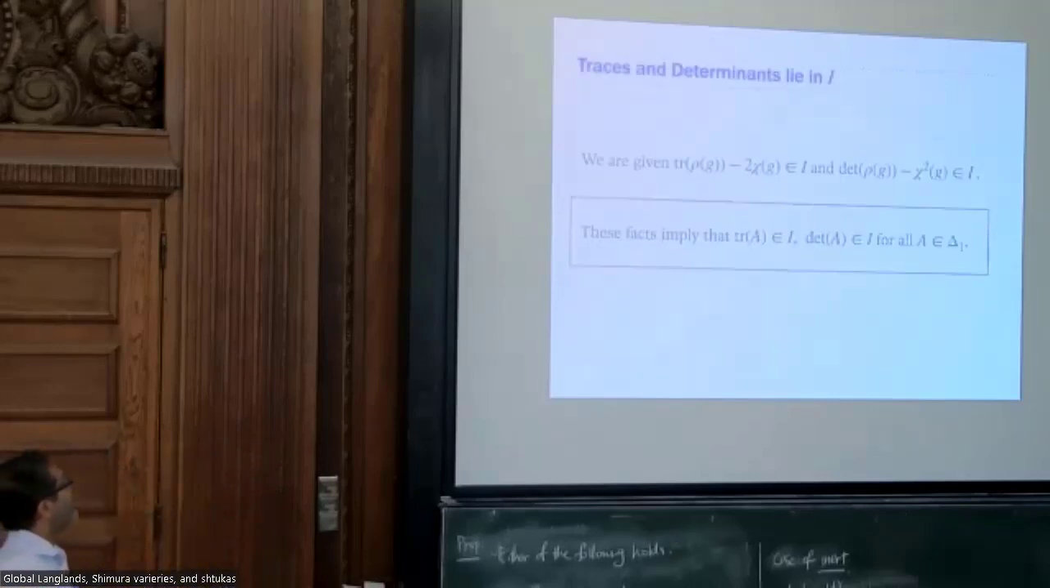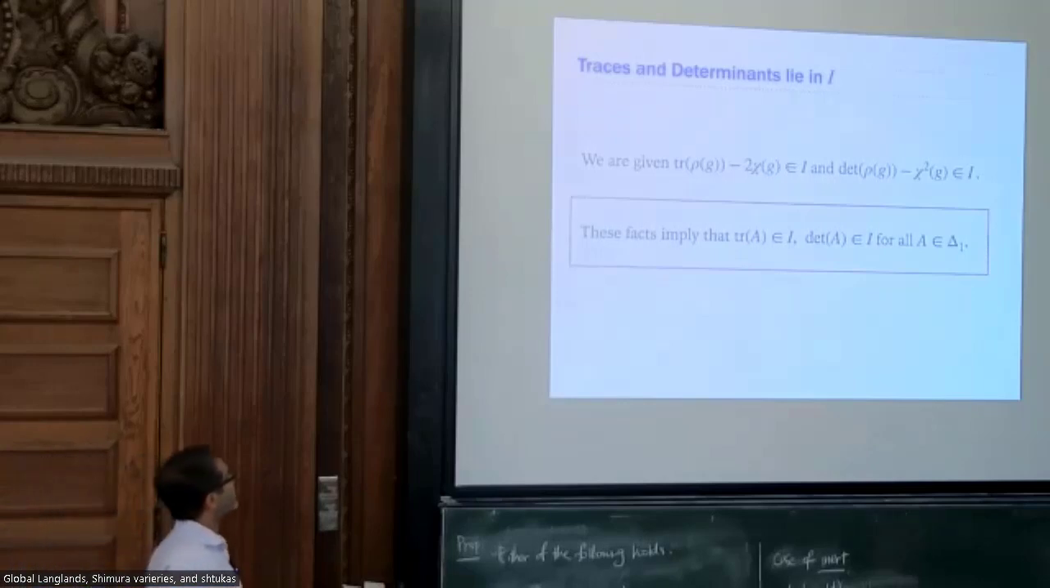Okay, so now where do you get elements of capital I from? How are you ever going to show something lives in capital I? Well, that's given by our assumption. We know that the trace of rho minus 2 chi of G. So I said chi1 and chi2 are equal, I'm going to call it chi. The trace of rho of G minus 2 chi of G is in I, and the determinant of chi of G minus chi squared of G is in I.